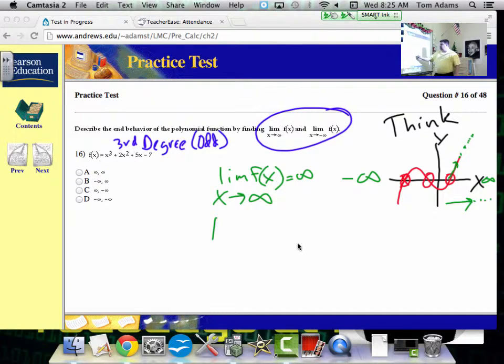Now, what is the limit of f of x as x approaches negative infinity? Same thing. I'm going to look at my graph and I'm going to come around and I'm going to follow it. Okay, as I keep going this way in the x direction, what is this y value going to be? Negative infinity. So what do you think the answer is? C.